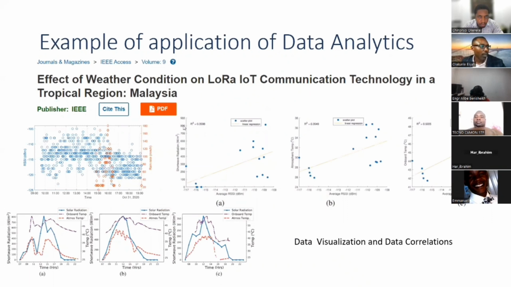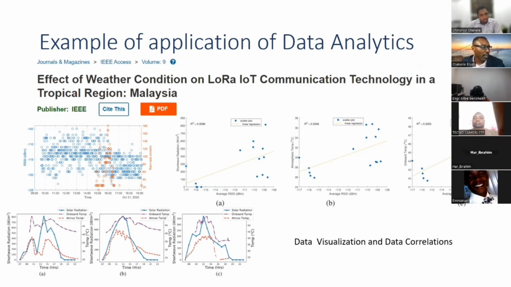Okay, so here's an example of an application of data analytics that I used in my own research work. I worked on the effect of weather conditions on LoRa IoT communication technology in a tropical region, Malaysia. That's one of the works we did last year, and it's been published. All of this I did mostly with Python. You can see I did some correlation studies to see how weather parameters affect the signal strength. Just by using Python, I was able to come up with this publication.